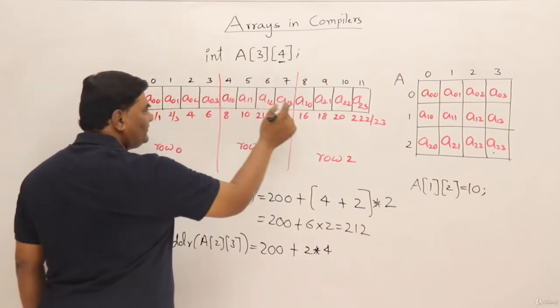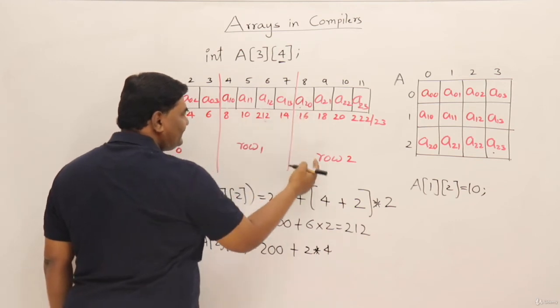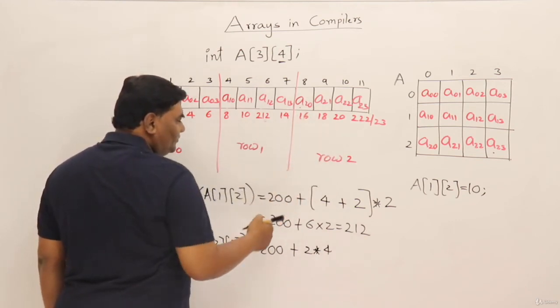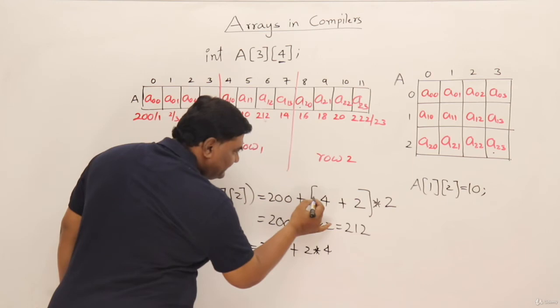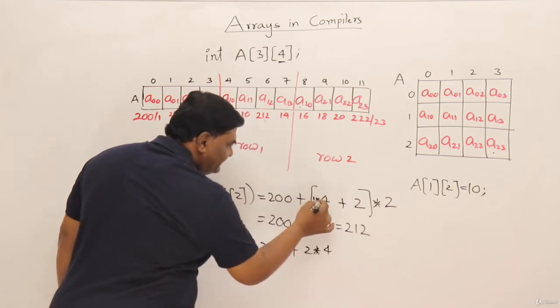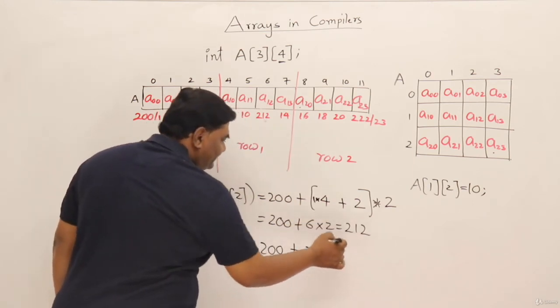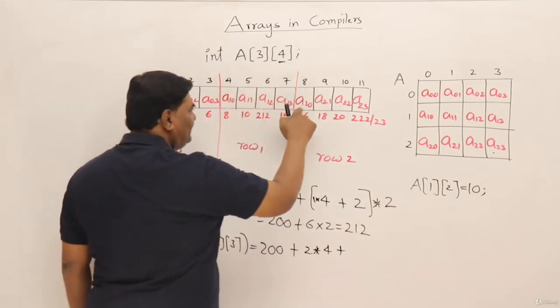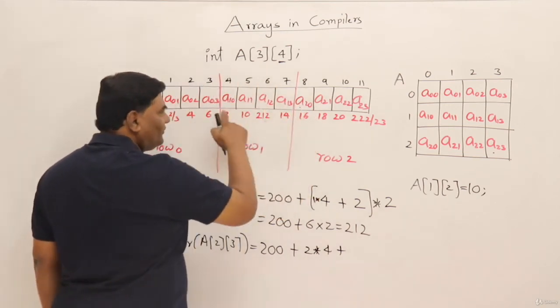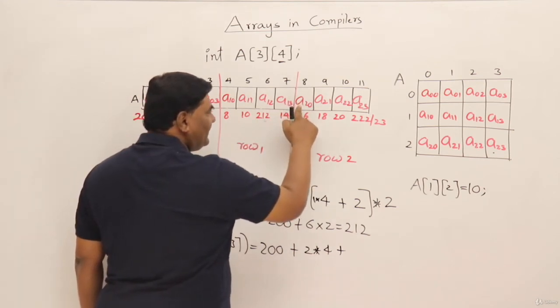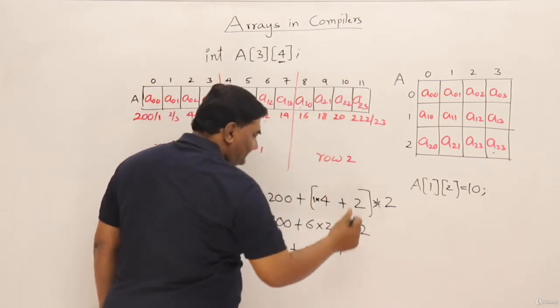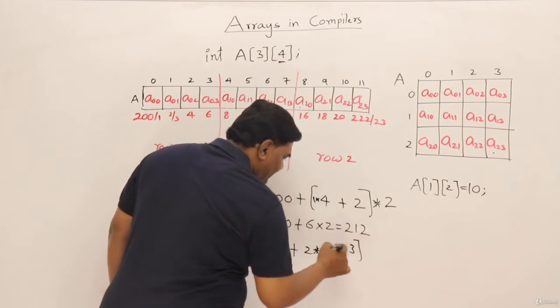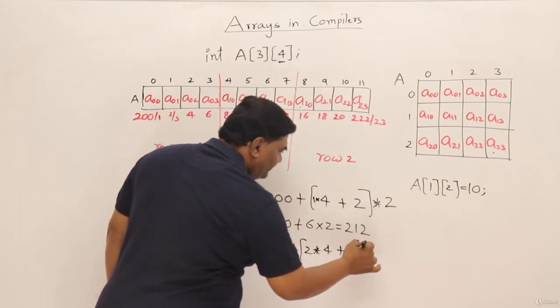So I should skip 2 rows. Thus I will be at the beginning of the third row, that is row index 2. Earlier this was 1 into 4, now this is 2 into 4, plus... Once I skip the first row, I am here. Then I skip one more row, I am here, skipping 4 elements for each row. Then from here I should move by 1, 2, 3 elements. So that is 3 elements. This whole thing should be multiplied by 2.